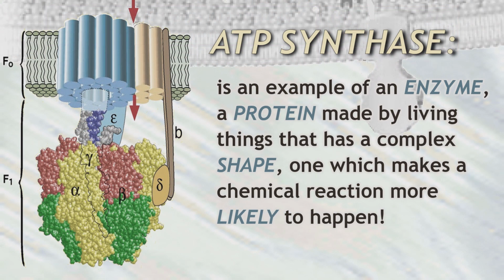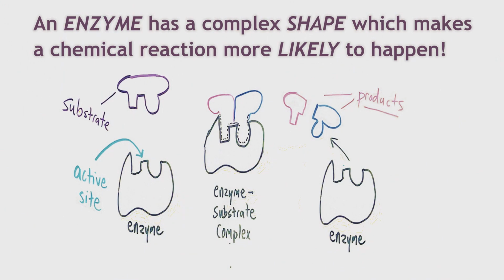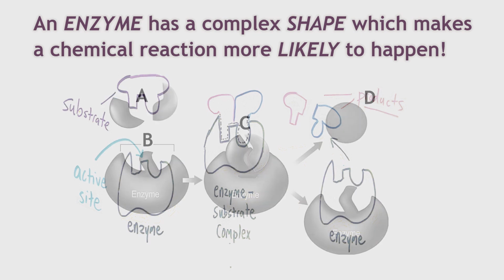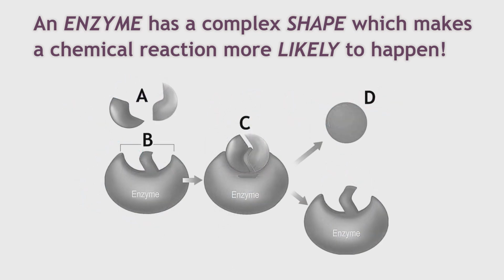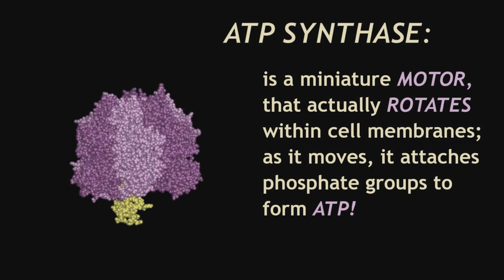So ATP synthase is an example of an enzyme, a protein made by a living thing that has a complex shape, one that can make a chemical reaction more likely to happen. And that's our definition of an enzyme. An enzyme has a complex shape called the active site, which makes a chemical reaction more likely to happen. The active site fits the substrate like a lock fits the key, brings the items close together, and causes the chemical reaction to occur. Now, in the case of ATP synthase, it is a miniature motor.